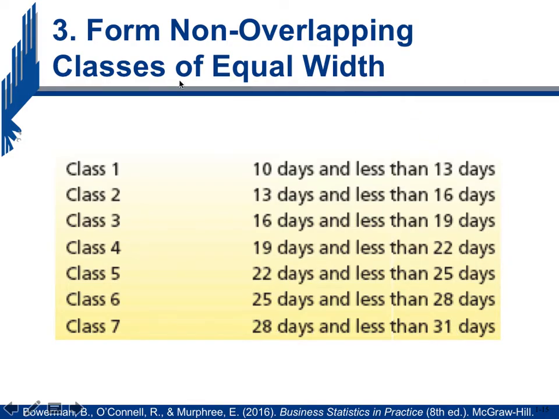And to make the classes non-overlapping, we do not include the upper limit in every interval. So the upper limit is not counted. Instead, it will be included in the succeeding interval. So if you have a measurement in the dataset whose value is equal to 13, the frequency should not be counted in the first class, but should be counted in the second class.